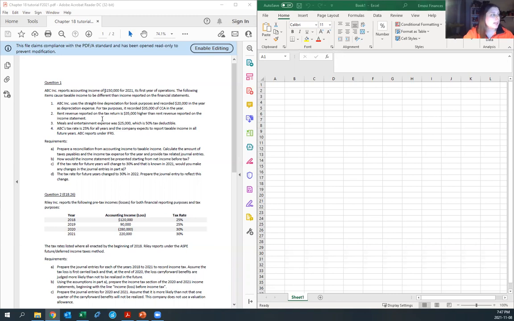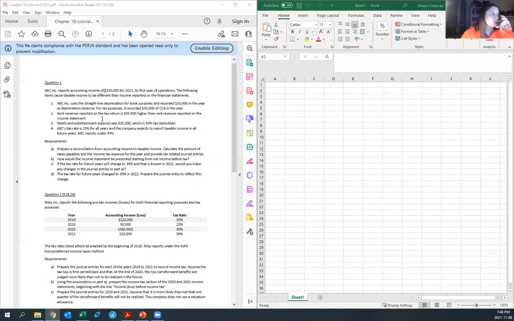Meals and entertainment expense was $25,000, which is 50% tax deductible. And ABC's tax rate is 25% for all years, and the company expects to report taxable income in all future years. ABC reports under IFRS. So the first requirement is to reconcile your accounting income to your taxable income, calculate the amount of taxes payable and the income tax expense for the year, and provide the tax-related journal entries.